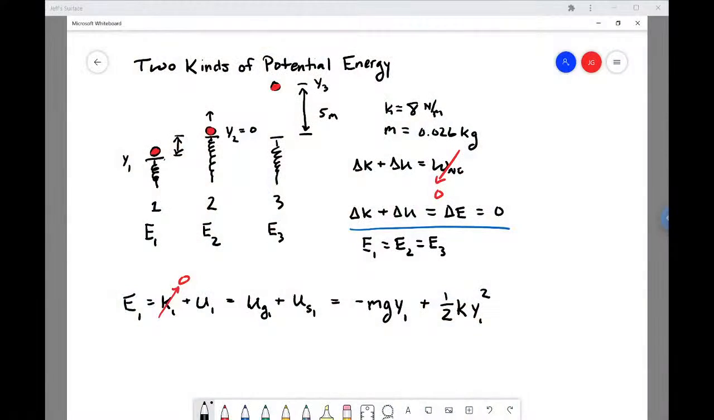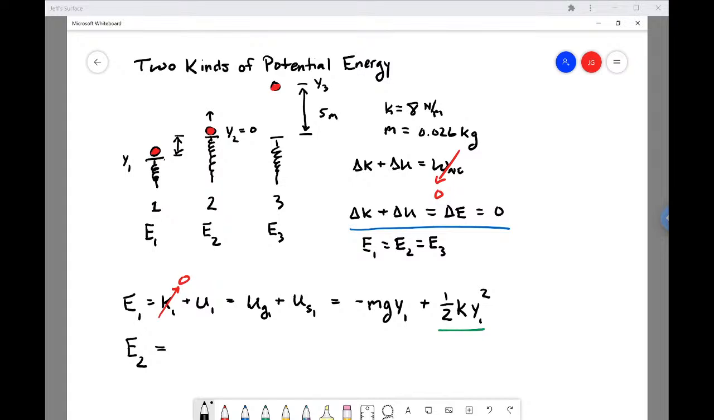Now here's something interesting. If k were really, really big, if it was sufficiently large, then of these two terms, this term would be a lot larger, and we could probably ignore the gravitational potential energy at point 1 because it would be so small. And that would simplify the problem because we wouldn't have a y term and a y squared term in the equation. But we're not going to do that here because it's not really that large. 8 isn't really that large compared to the distances in this problem.